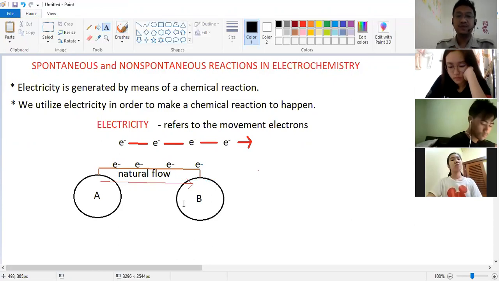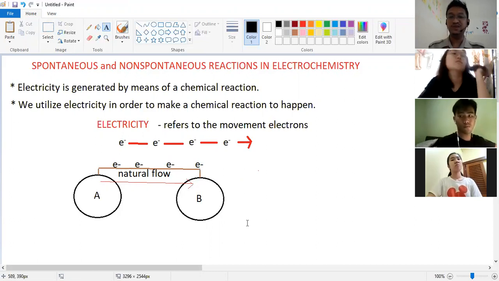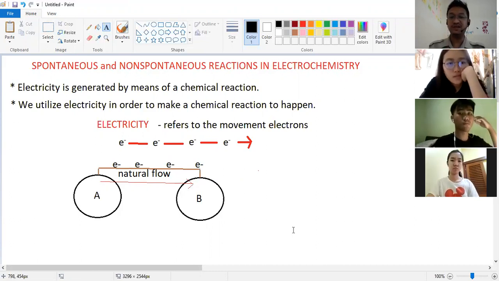Then, is there a chemical reaction that happens if electrons just naturally flow from A to B? Is there a chemical reaction that happens? Yes or no? No. So there's no chemical reaction.